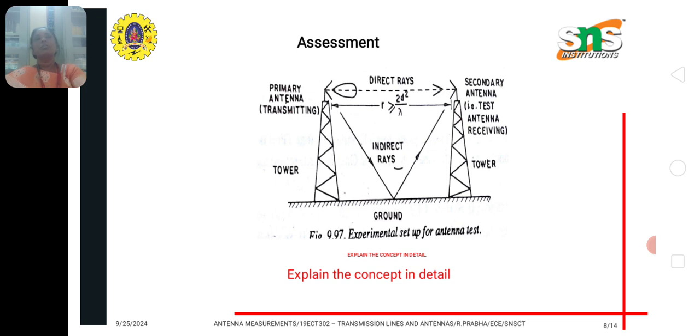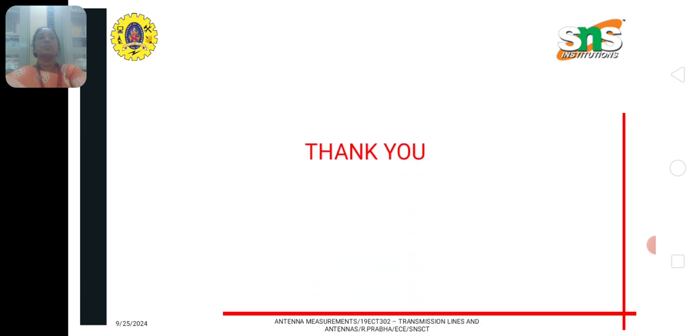So this is about a very important measurement of antenna parameter, radiation pattern measurement. Thank you.